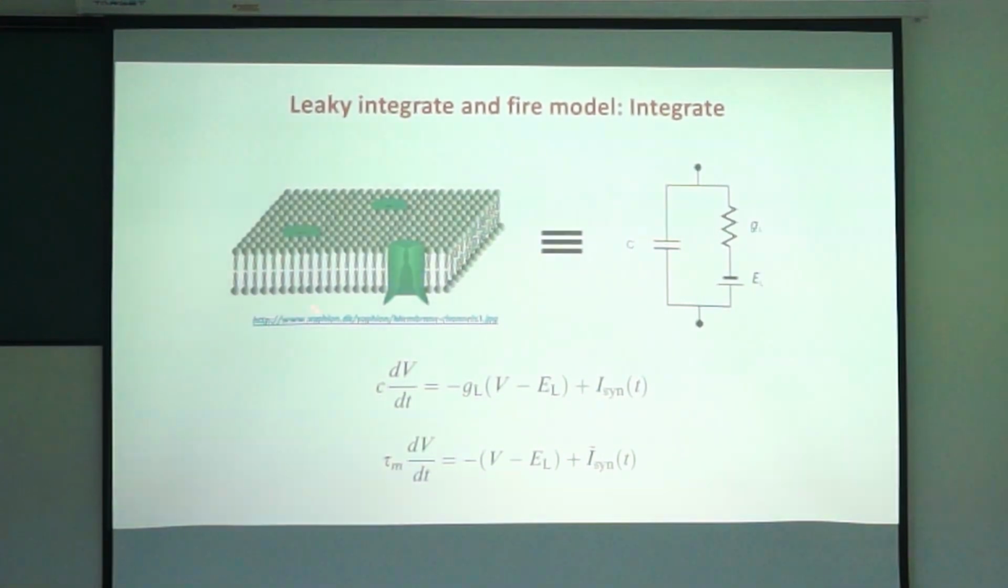So if you use simple Kirchhoff's current law, you would arrive at something like this, giving you the differential equation for voltage as a function of the components here, as well as the synaptic current that comes through.